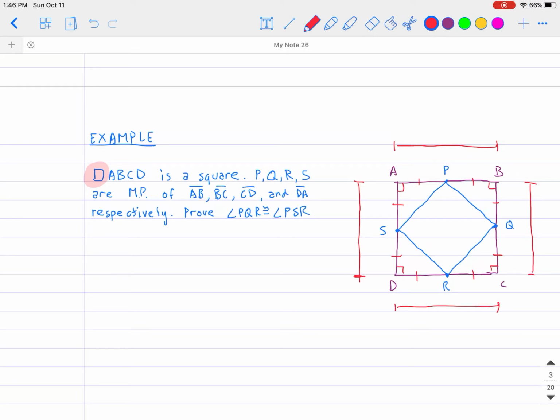Now, from the picture, what I want to do is prove that angle PQR, which is this angle right here, is congruent to angle PSR, which is this angle right here. Well, looking at the pictures, I think you can see what's going to happen here. We're going to prove that certain triangles are congruent to each other. And according to the picture, it looks like it's going to be by SAS.